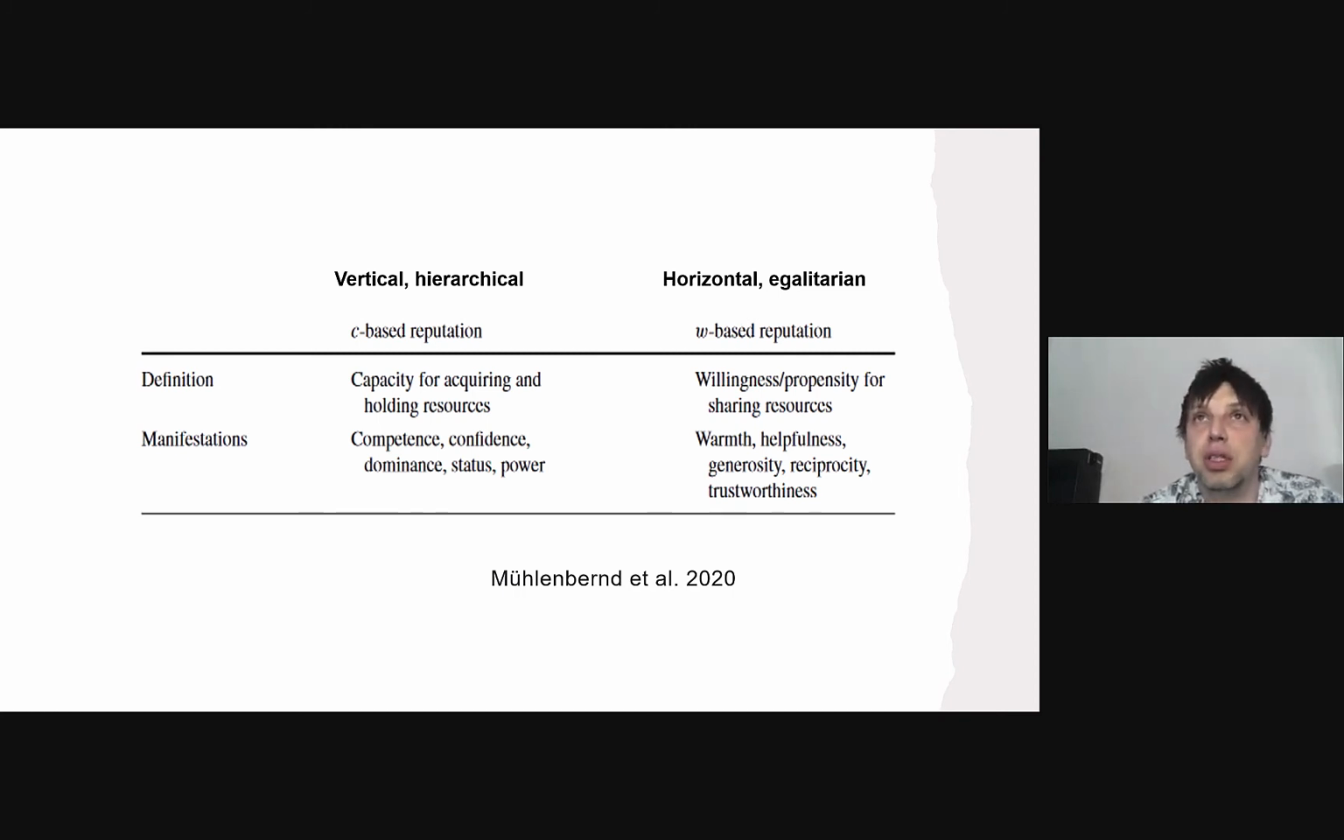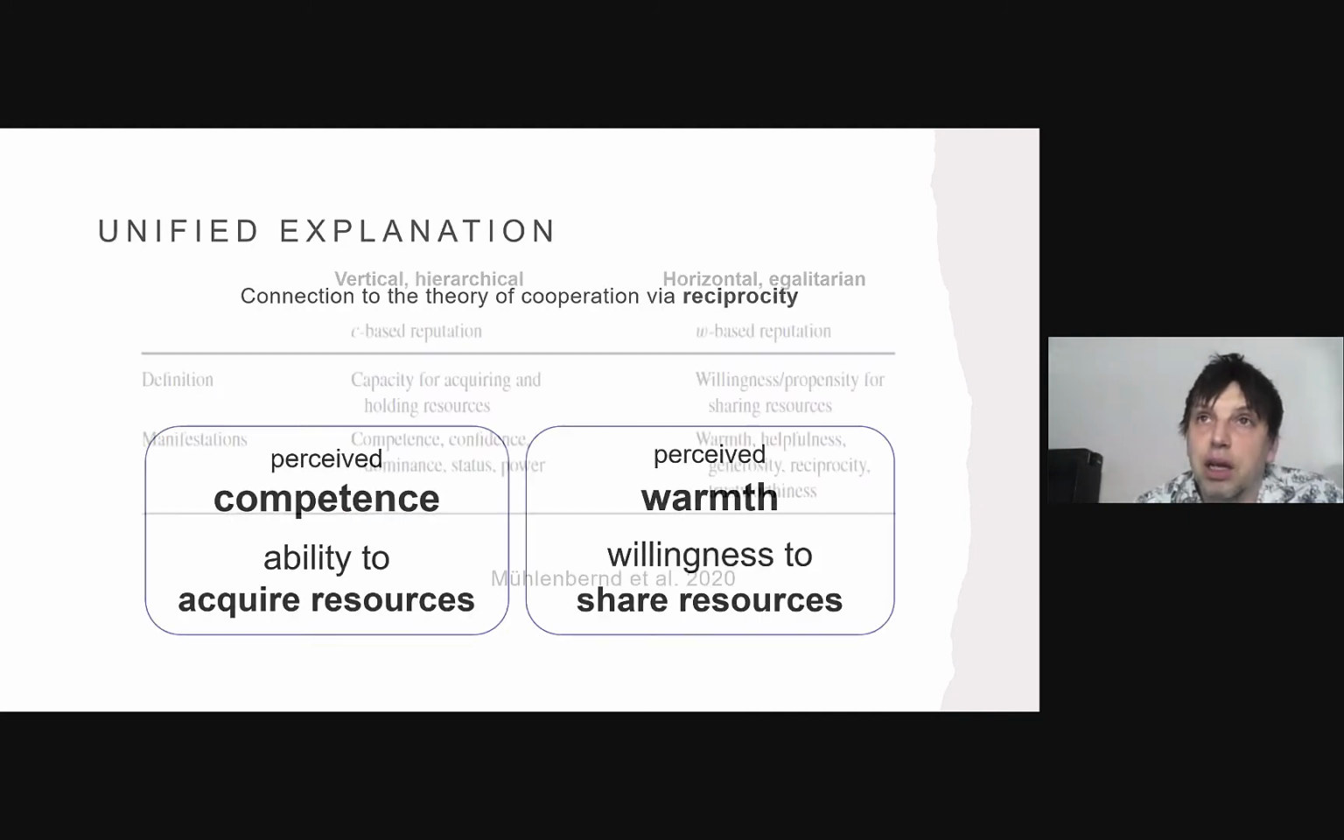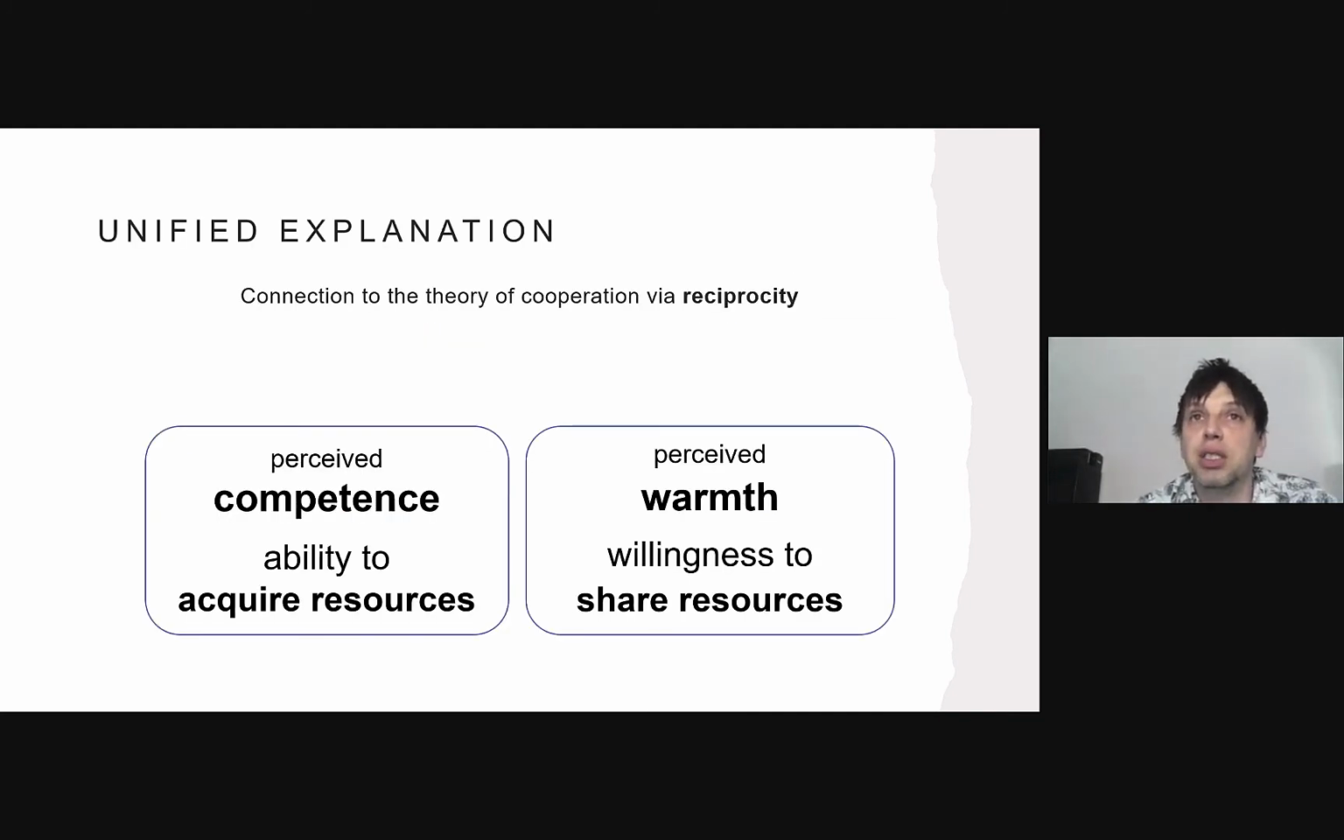Let's consider this distinction. This distinction into C-based and W-based reputation is from a recent study, and it's based on a very well-established distinction in social psychology by Fiske between competence and warmth. We changed it a little bit into the vertical and horizontal component of reputation. First, C-based is competence. It is related to hierarchy, to the vertical dimension, and to the capacity to acquire resources and then hold on to resources once you have them. And W-based reputation is for warmth, helpfulness, generosity, trustworthiness, and so on. So once again, competence: acquiring resources; warmth: sharing resources.